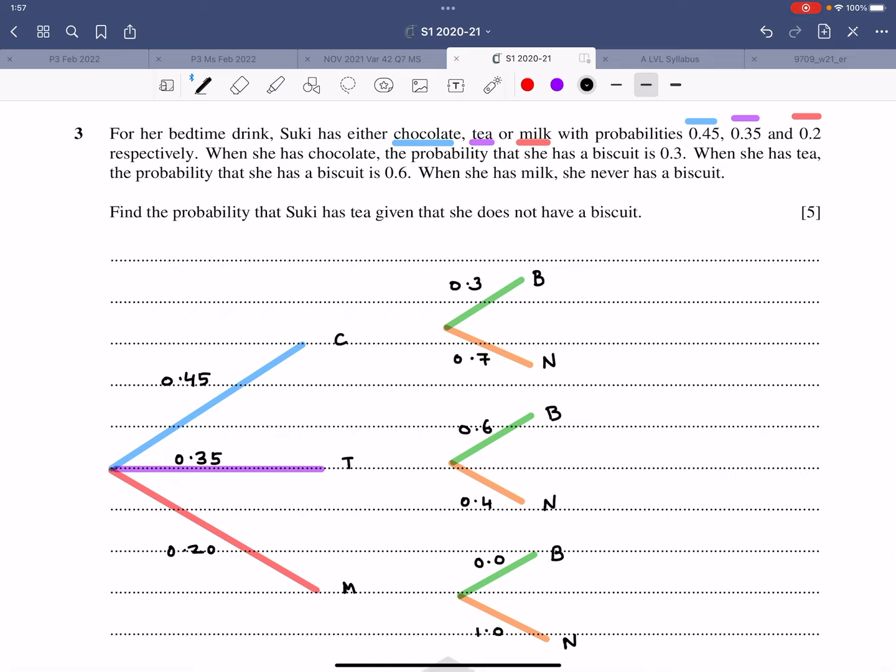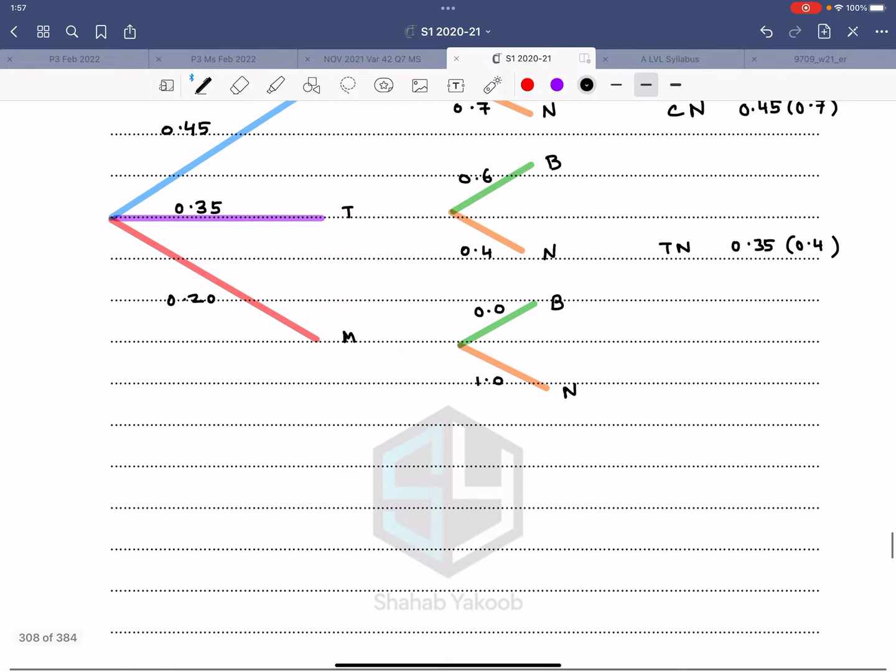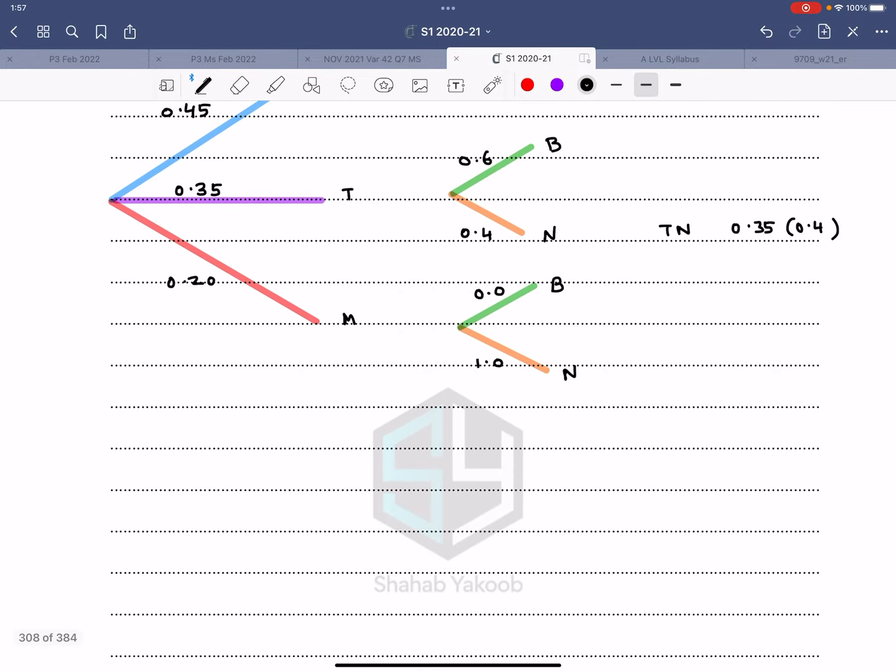Find the probability that Suki has tea given that she does not have a biscuit. So I need 3 possibilities. Chocolate and no biscuit, that's 0.45 into 0.7. It could be tea and no biscuit, that is 0.35 into 0.4. And the last one, M, milk and no biscuit, so this is 0.20 into 1.0.